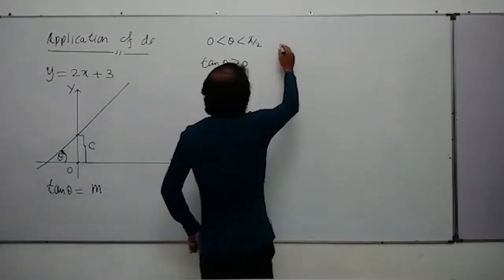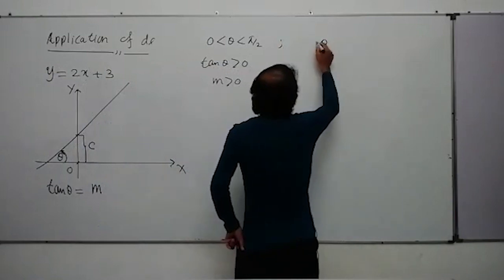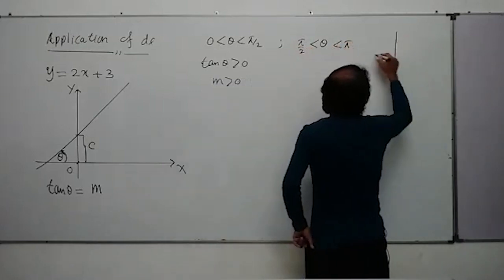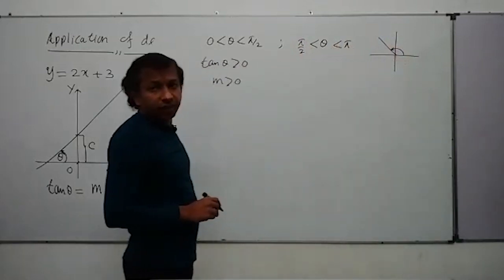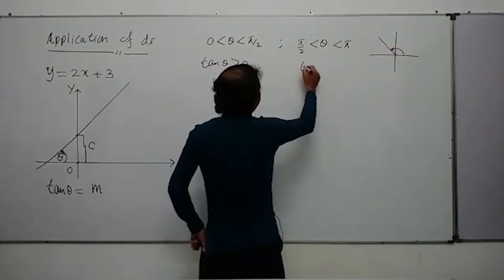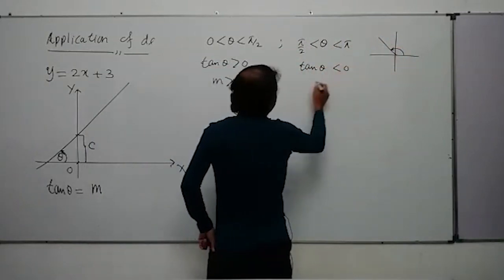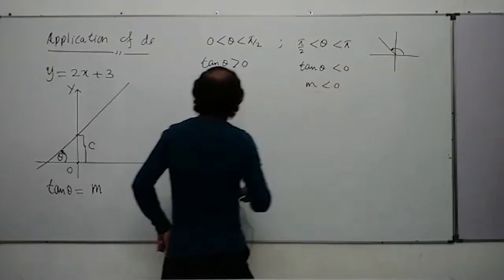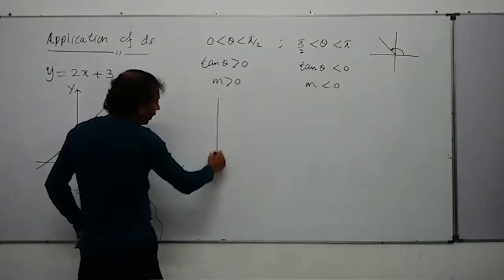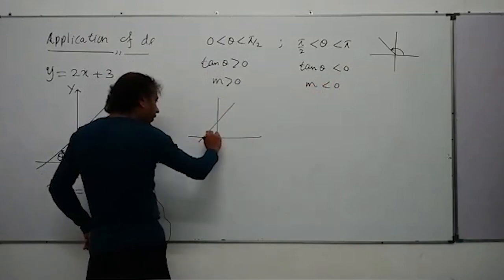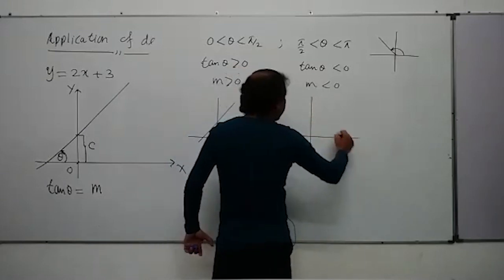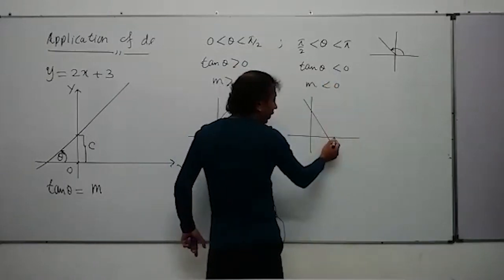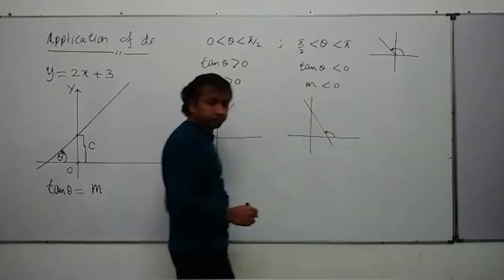Now, if the angle is greater than 90 but less than 180, that means the angle is in the second quadrant, like this. In the second quadrant, tan becomes negative. Then tan theta is less than 0, so m is less than 0. Therefore, when the gradient is positive, the line looks this way, and this angle is an acute angle. When the gradient is negative, this theta should be obtuse, more than 90. Therefore, the line should be like this.